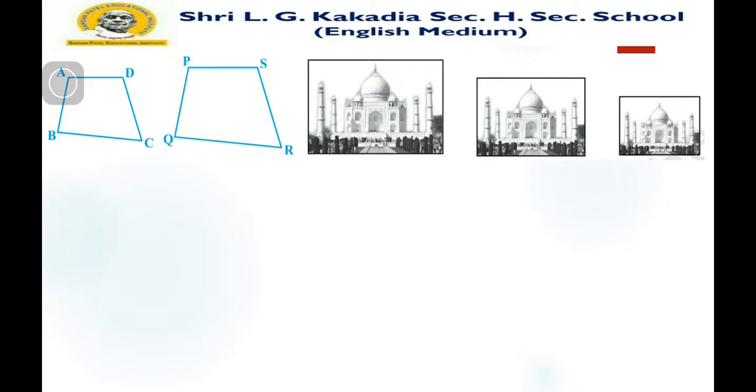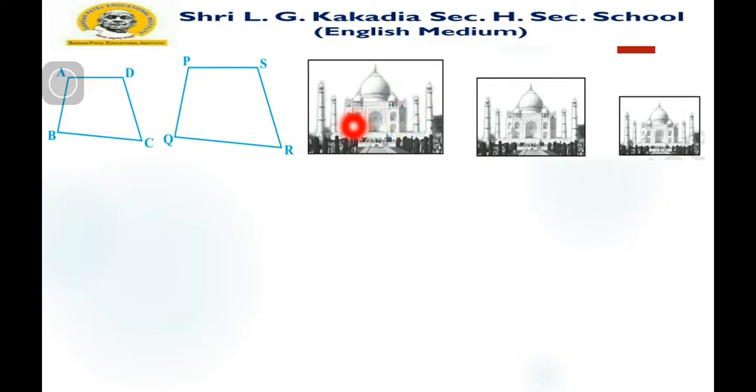We cannot say that the three figures are similar, because how can we say that figures are similar? In a quadrilateral or any figure, if the angles corresponding to the angles of the other figure are equal, meaning A is equal to P, D is equal to S, B is equal to Q and C is equal to R, that is the first condition: all the angles are equal to the corresponding angles of the other figure.